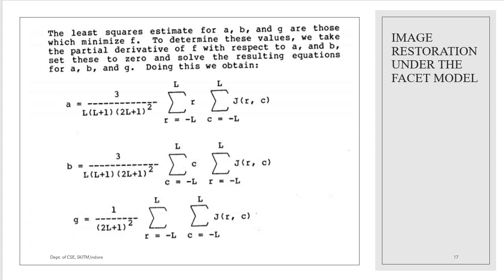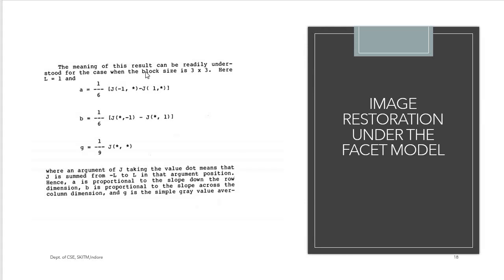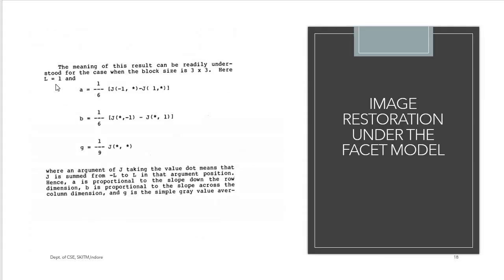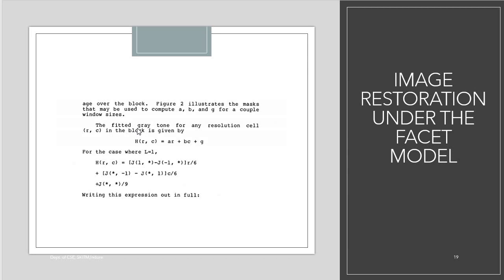The least square estimate we have considered. The meaning of this result can be readily understood for the case where the block size is 3 cross 3. So here we have considered the block size 3 cross 3 and here L value is equal to 1. After substituting the L value, we got the A, B and C value like this. So the fitted gray tone for any resolution cell in the block is given by this.